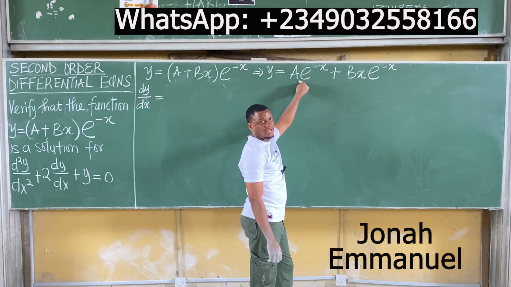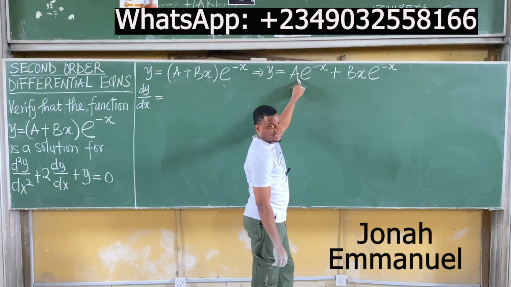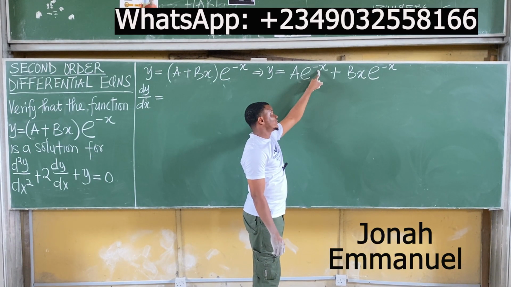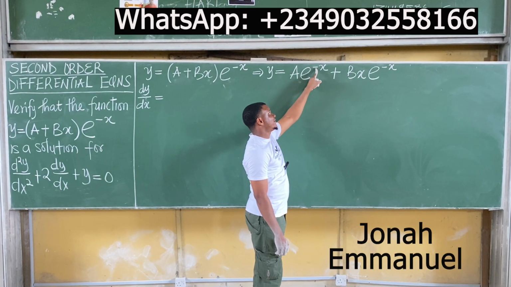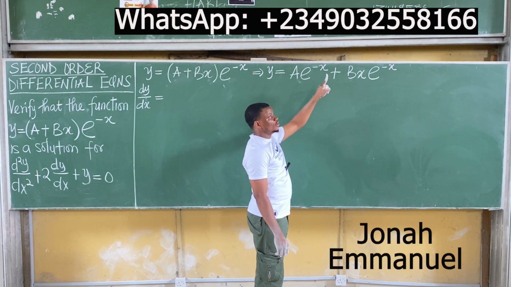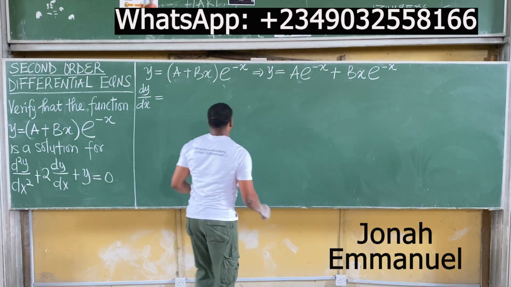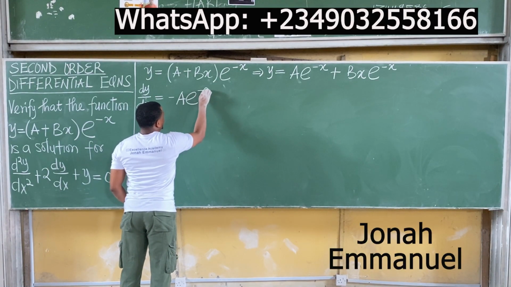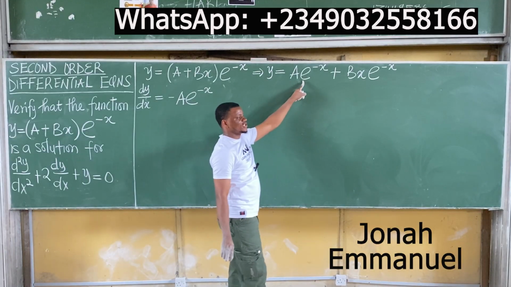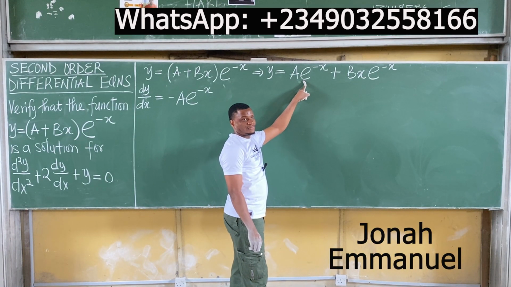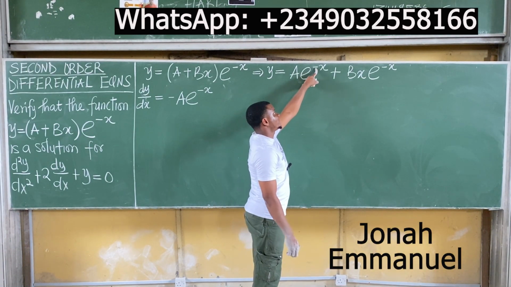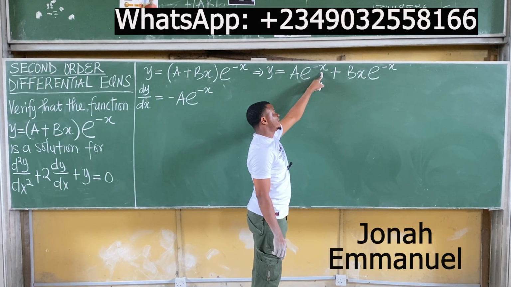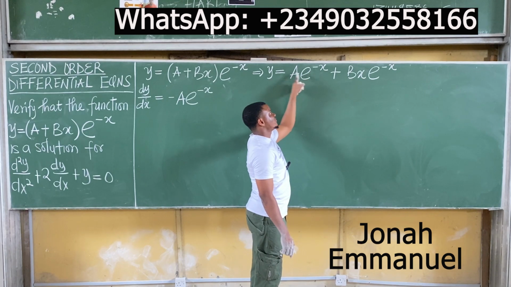Let's differentiate this. a is a constant. So if I want to differentiate this, what do I do? Focus on the power. The power here is minus x. Differentiate minus x, what do you get? Minus 1. Use minus 1 to multiply this. It gives you minus a exponential minus x. I am done differentiating this one here. It's gone. Just focus on the power. The power here is minus x. Differentiate minus x with respect to x gives you minus 1. Use minus 1 to multiply this. It gives you minus of this.